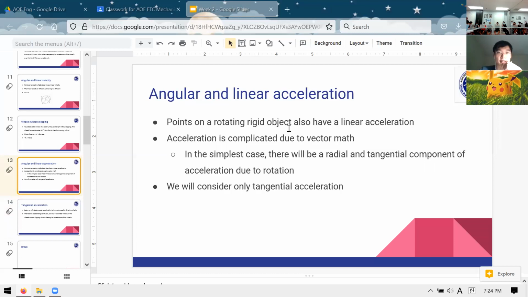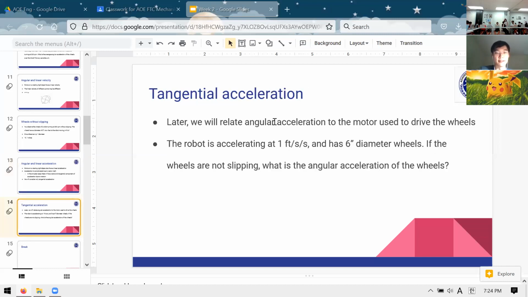The main idea is that if you're trying to have a rigorous treatment of acceleration due to rotation, it's going to be really complicated because of vectors. But if you only consider a very specific part, it's fairly straightforward. And this problem is analogous to the speed example, where you can determine the angular acceleration just based on the condition that there's no slip, the diameter of the wheels, and the acceleration of the robot.